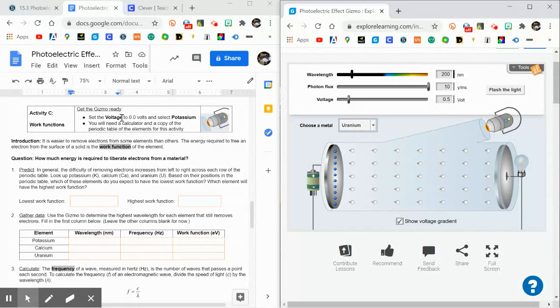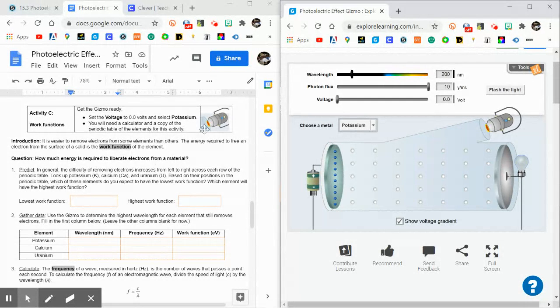Let's do activity C. Set the voltage to 0 volts and select potassium. So 0 volts and select potassium, okay? You will need a calculator and a copy of a periodic table of the elements for this activity.